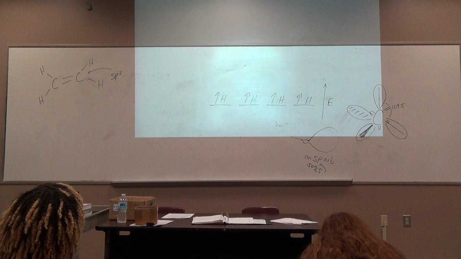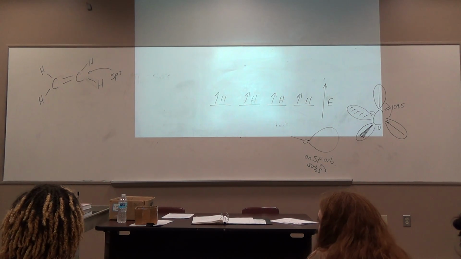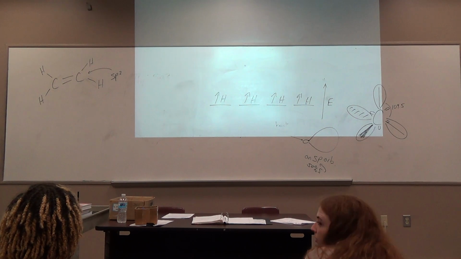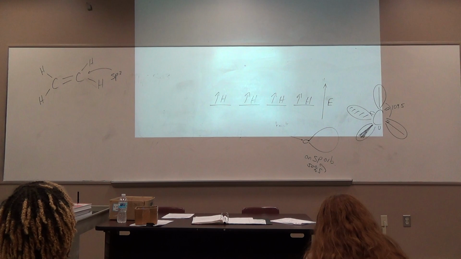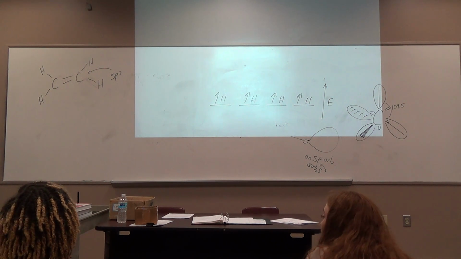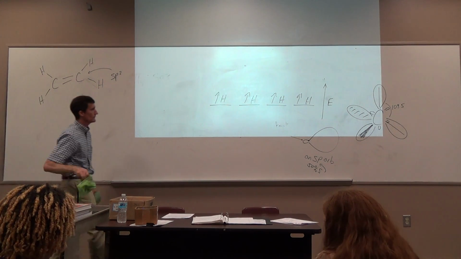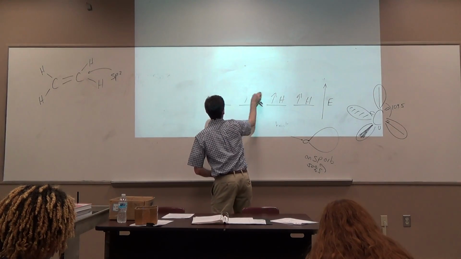Now sp2 means, what did we put in the blender? 1s and how many p's? 2. Only 2 p's. So we're only going to put these 3 in the blender. We need 3 regions, so we're going to hybridize 3 orbitals. Mix these up, what do we get? We put in 3, we're going to get out 3. and they're going to be equal.